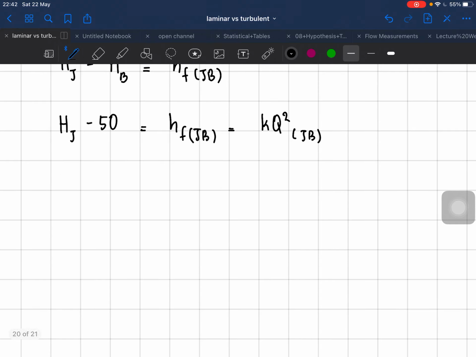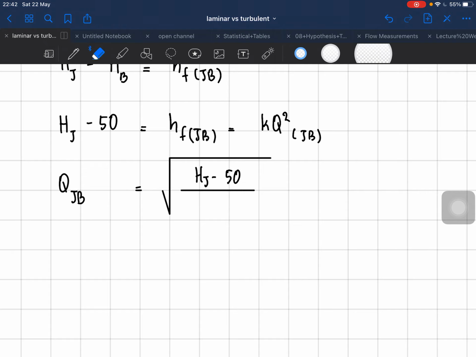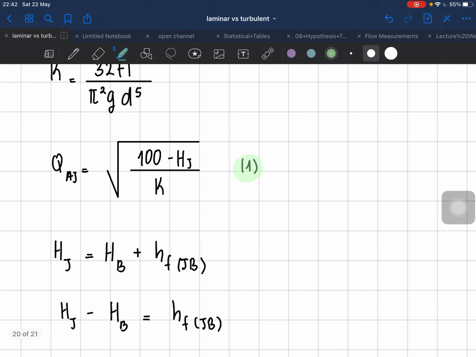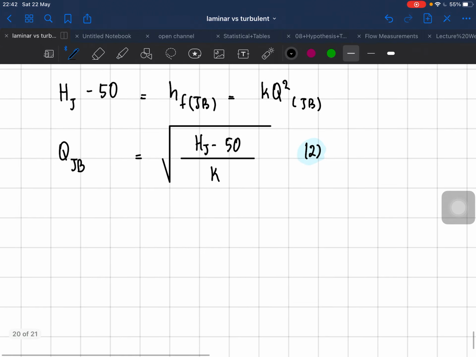And then we have the same thing here. Q of JB equals the square root of everything here. It's going to be Hj minus 500 over, again 500, it's only 50. Then this is equation 2. Let's highlight it so that we can remember. We also need to highlight the first equation as well. It's here. And we can move into our last equation here.